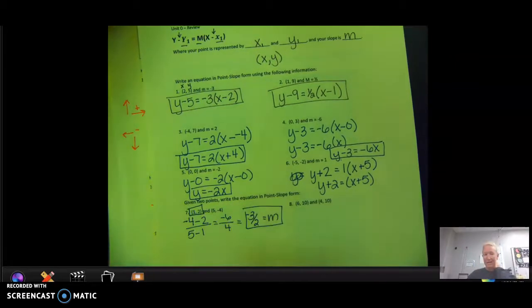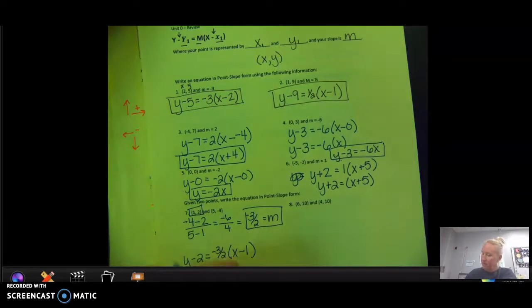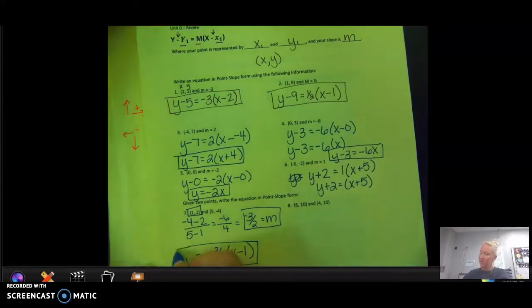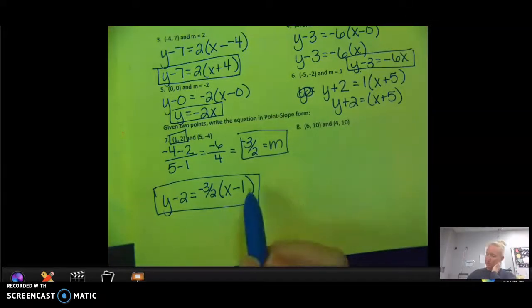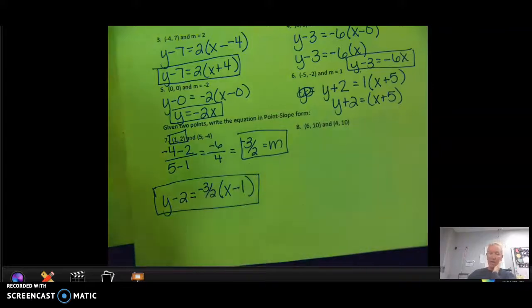I'm just going to box around the first point, and I'm going to use that first point. So I'm going to do y minus 2 equals my slope, negative 3 over 2, parentheses x minus 1. That's what you would type into Schoology if it were an answer. Negative sign would go with the 3 for the slope on top. No spaces.